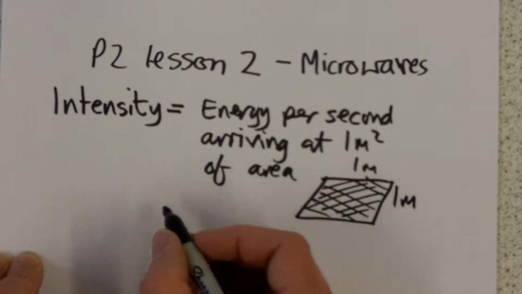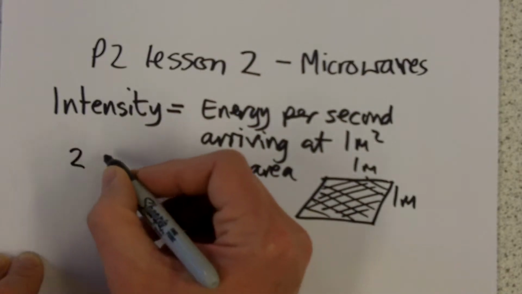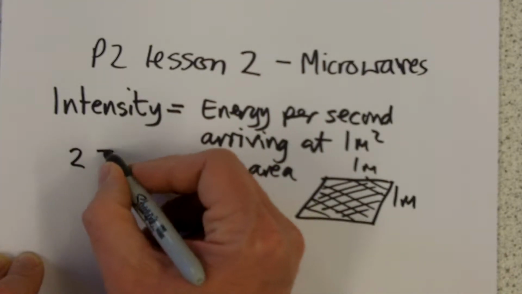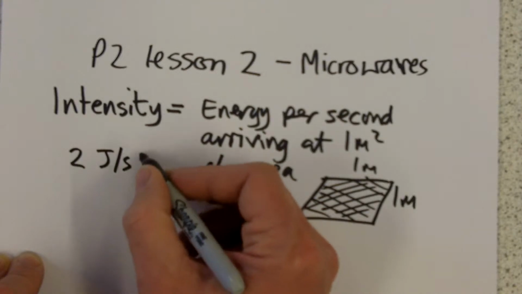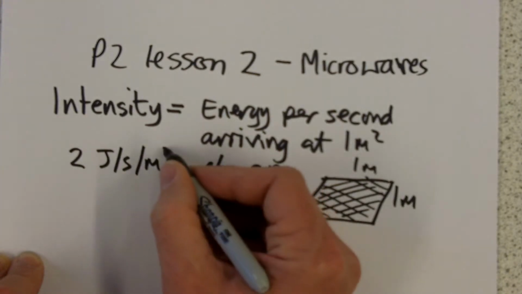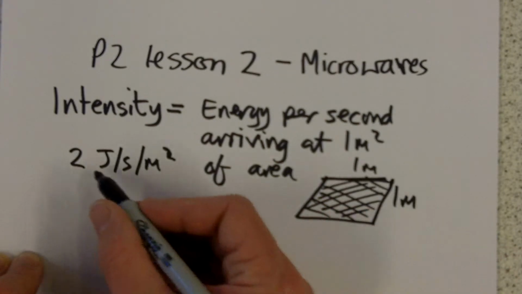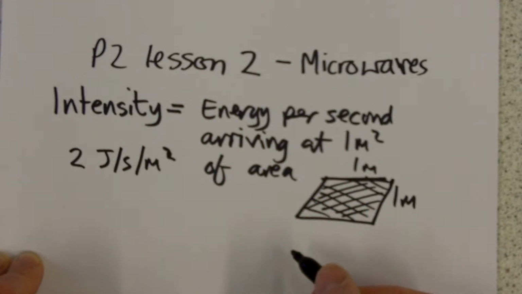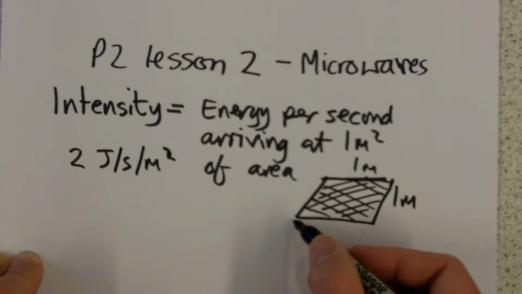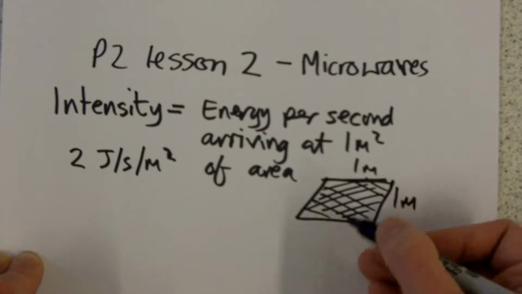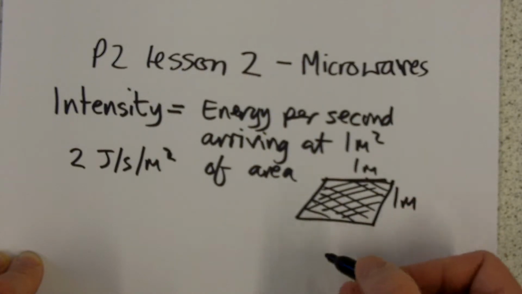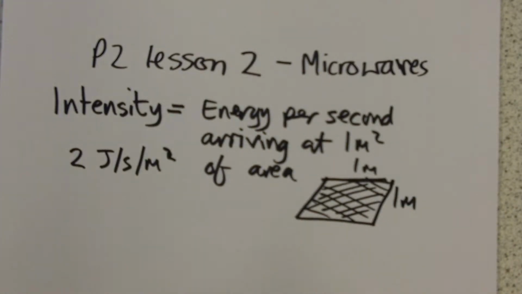So the units of intensity are often given as, for example, 2 joules per second per meter squared. So that would mean that for a meter squared area, it would have 2 joules arriving per second. Now if this area was twice as big, if it was 2 meters squared, then we'd have the same intensity, but over that area we'd have 2 joules per second per meter arriving, and if we had 2 meters squared, we'd have 4 joules of energy per second arriving in total.